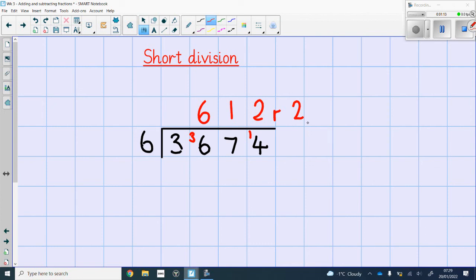The children also know how to express this as a fraction, where the denominator becomes the 6, which is our divisor. They can also express it as a decimal, okay? So we've ended up with a quotient of 612, remainder 2, or remainder 2/6.